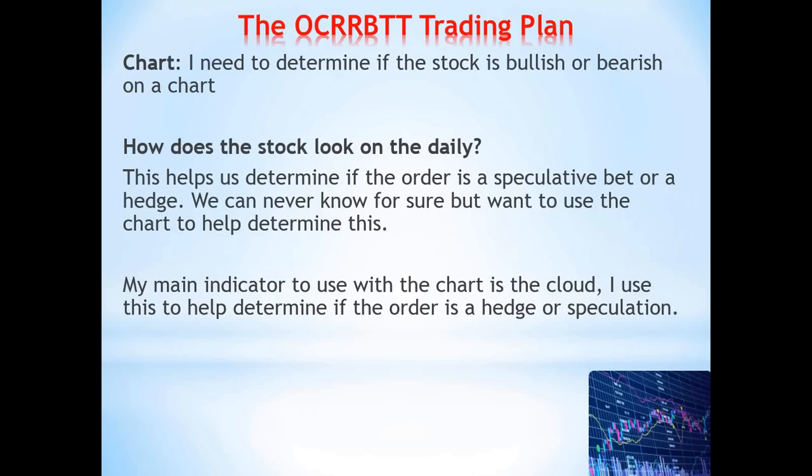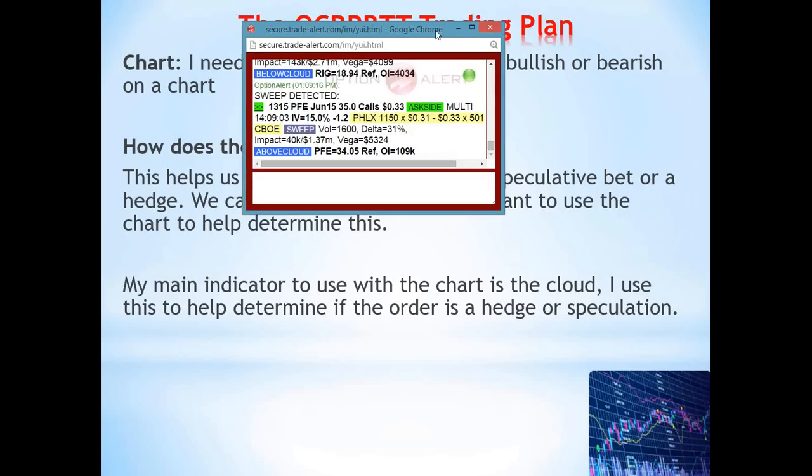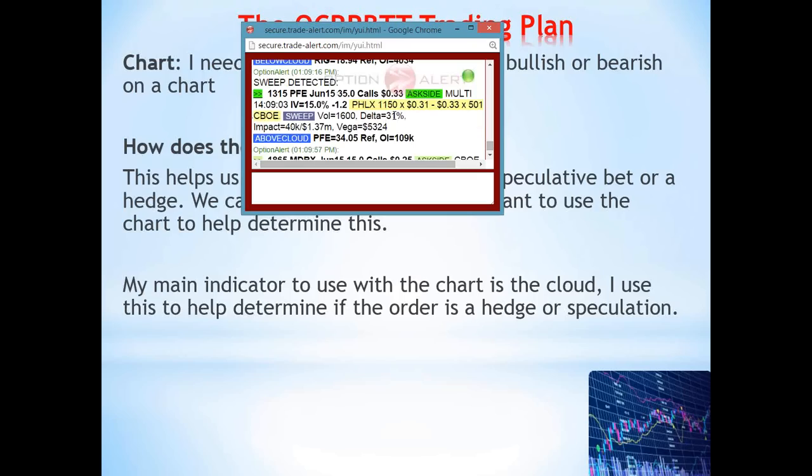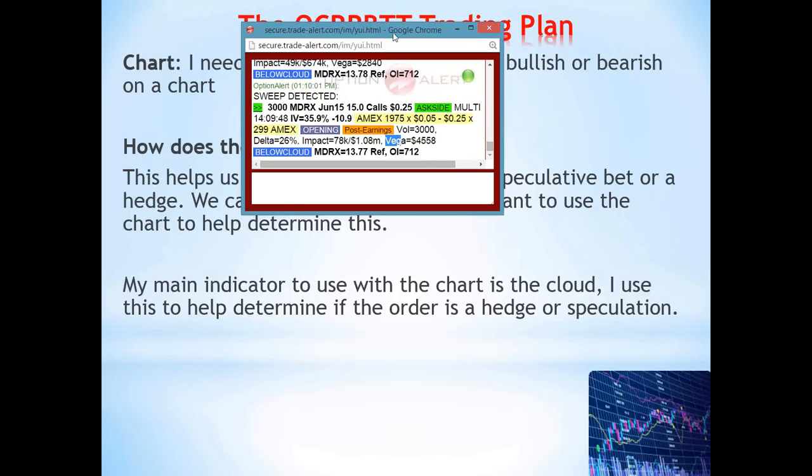Okay, so the first thing that I want to look at is open interest. The O in OAK RIBBIT stands for open interest, and this is very simple. If I see an order hitting the tape, I want the volume of that order to be greater than open interest. So for example here, we see a Pfizer order hitting the tape. Trader buying 1,315 of the Pfizer June 35 calls for 33 cents, right? Well, I can also see that the open interest is 109,000.